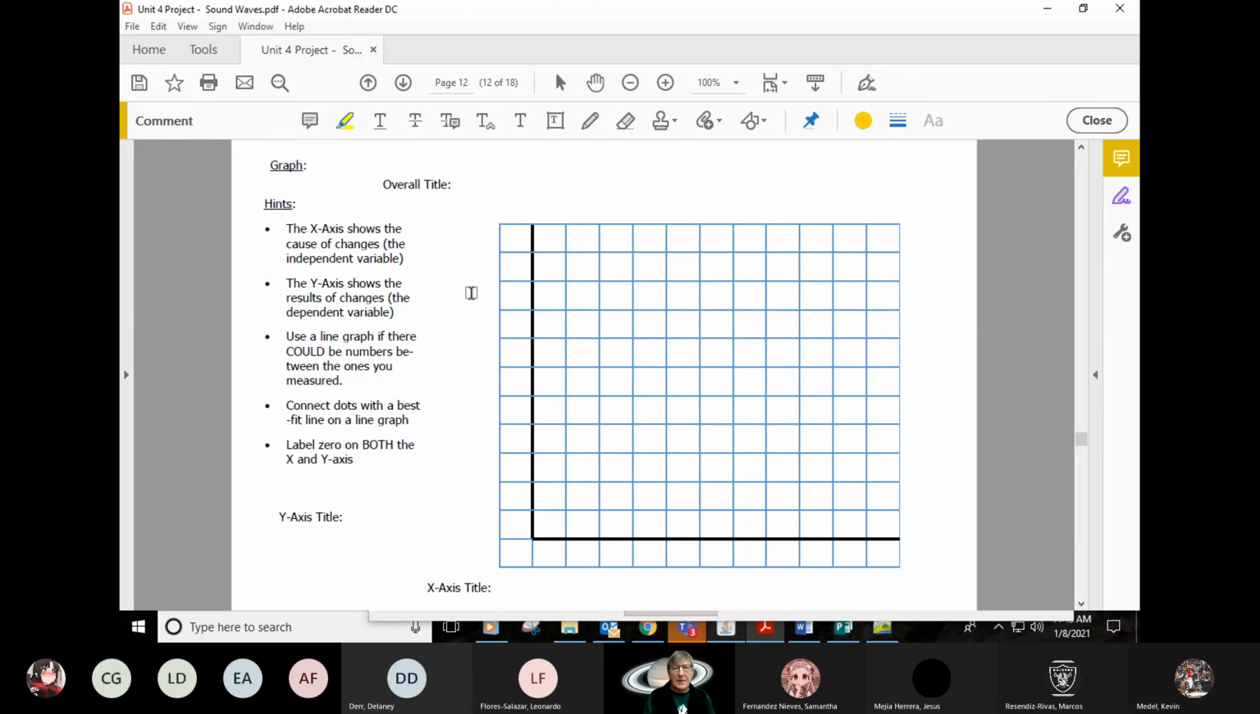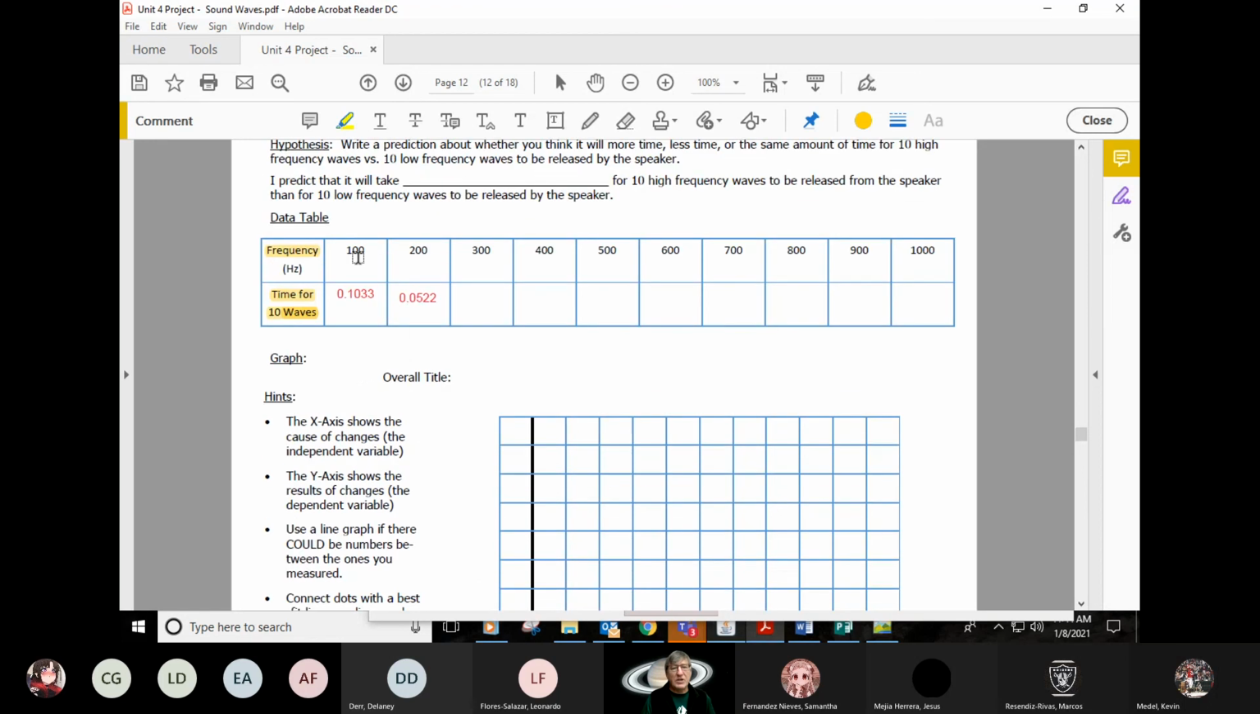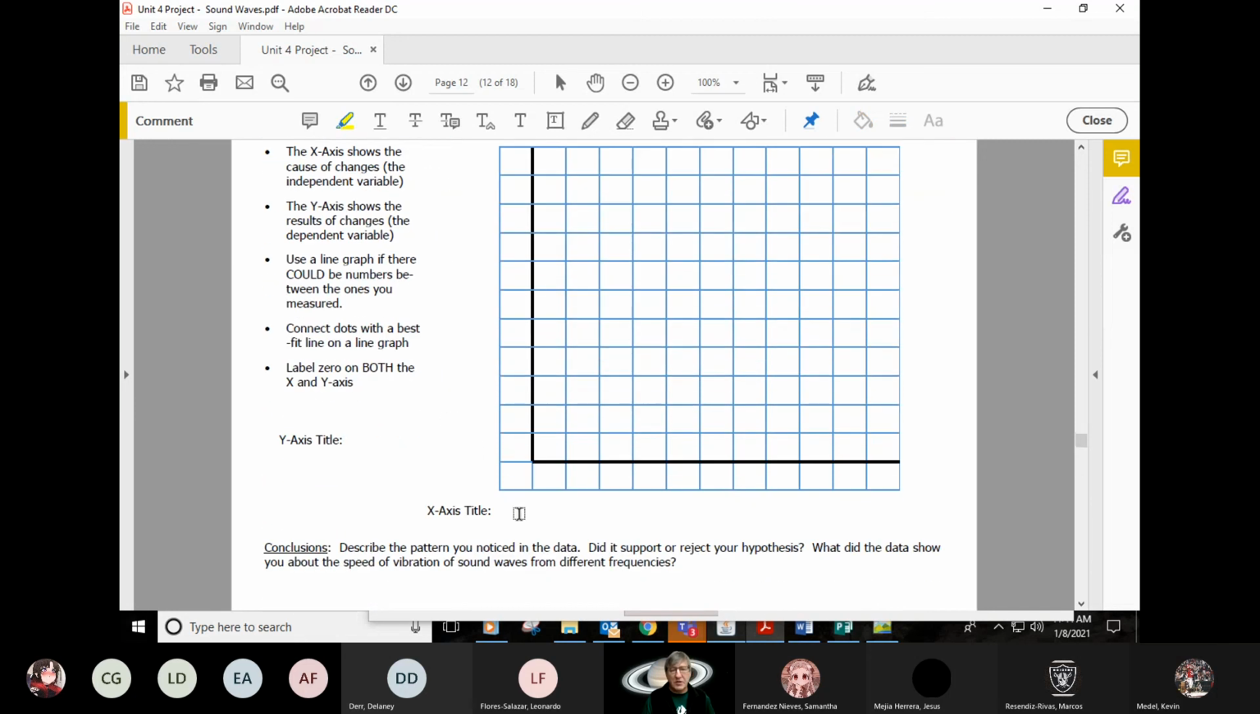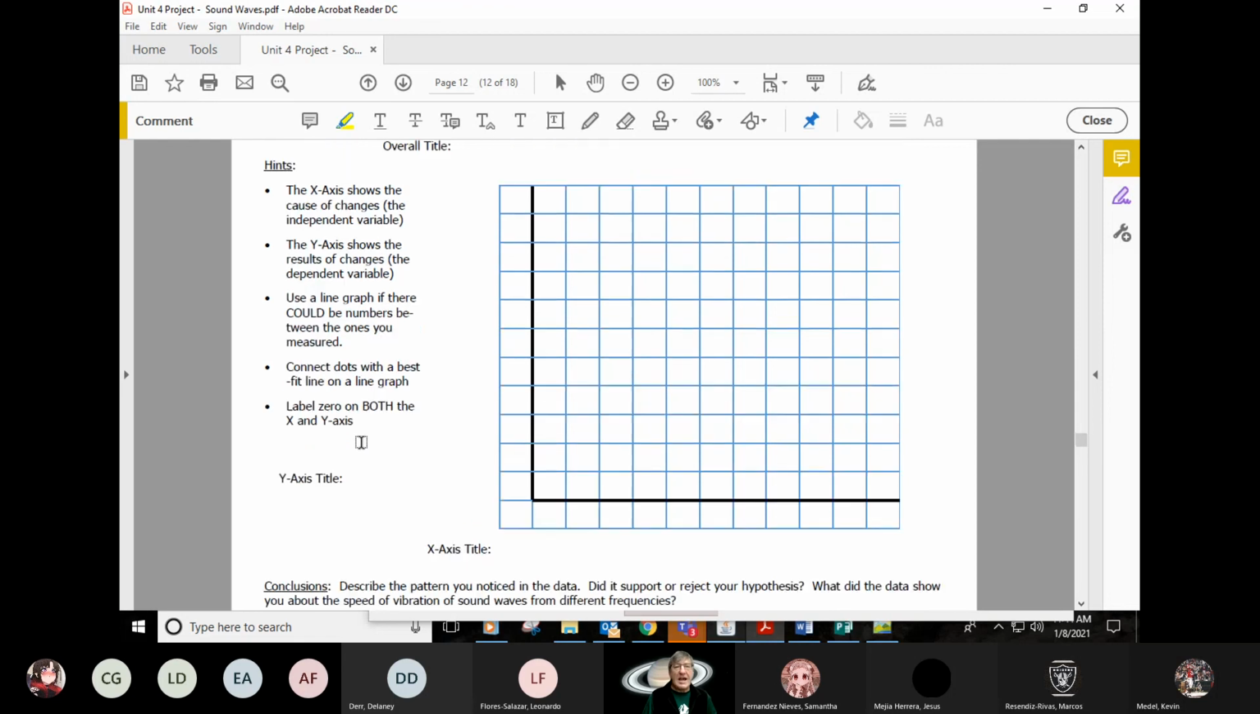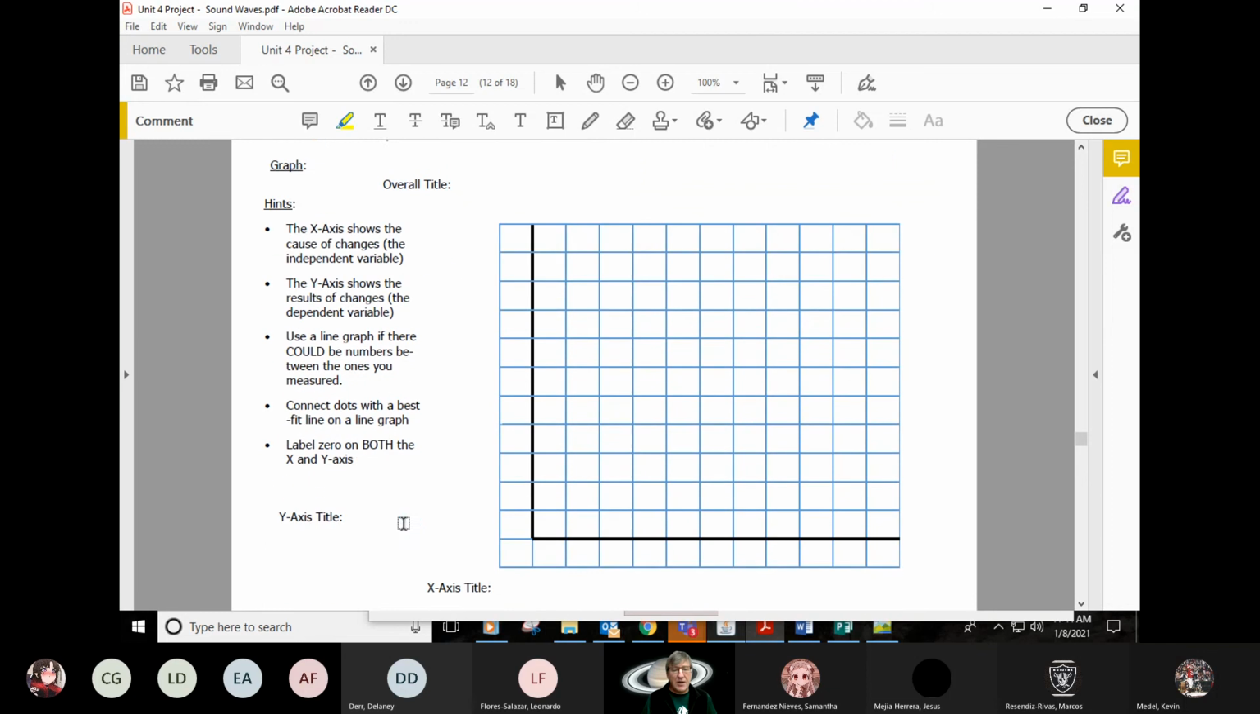And the way you choose between them is that the x-axis shows the cause of the changes. That's the independent variable, whereas the y-axis shows the results. Now, what did we start with? We started with the frequency, and then we measured the time. In other words, the cause was what we started with, the frequency. So your x-axis title should be something about frequency in hertz. Your y-axis title is what we measured, the time for 10 waves to go by in seconds.